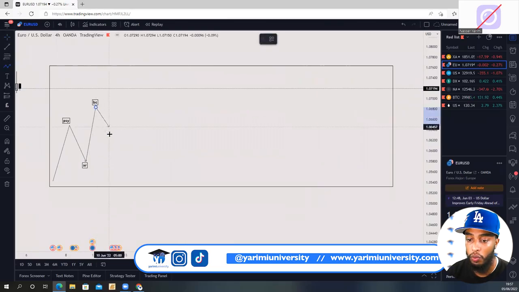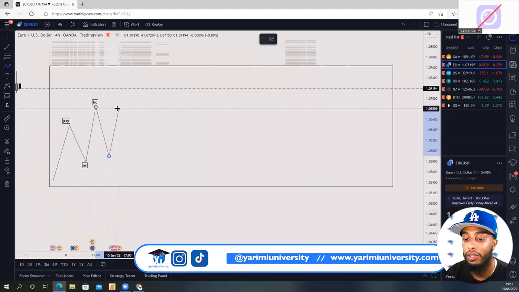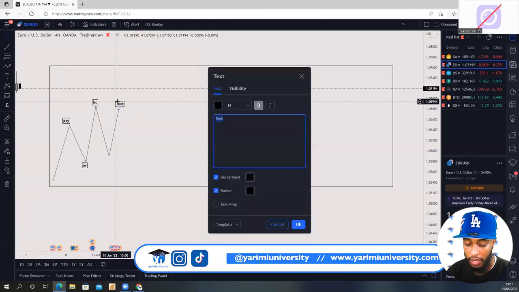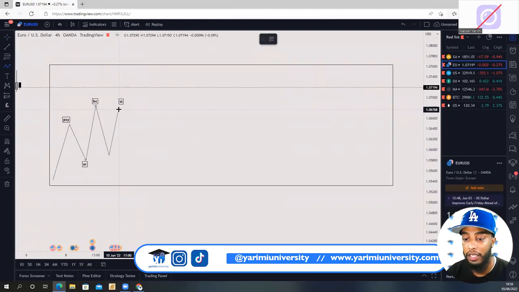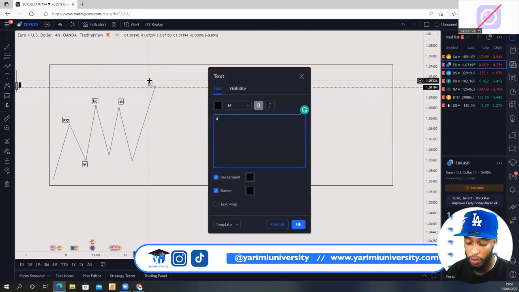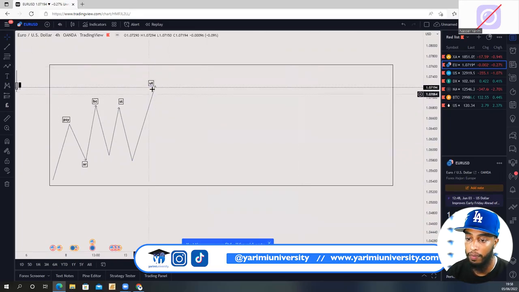Then from the buyer's climax, we'll have another move down, and then we'll have another move up to test the buyer's climax. This is called the secondary test, ST. Then from the secondary test, you might have a move down that takes out the automatic rally, and then it pushes up. We call this the upthrust, the UT.